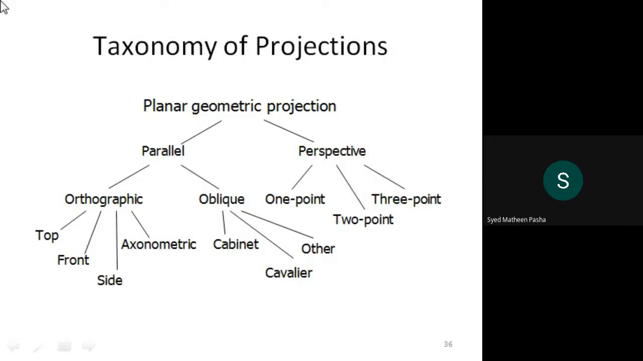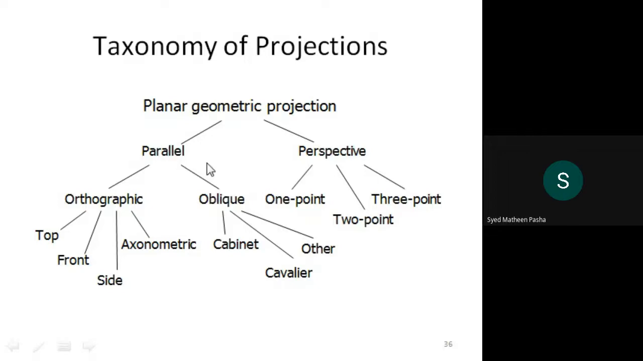We'll check out how the taxonomy is divided. First, planar geometric projection is divided into two parts: parallel projection and perspective projection. The syllabus of your computer graphics just ends here, that is two types, parallel as well as perspective projection. But in the old syllabus, the taxonomy of all the projections was included, but for you, only two types of projections have been included. So for your information, I am just checking out the taxonomies of these two projections.